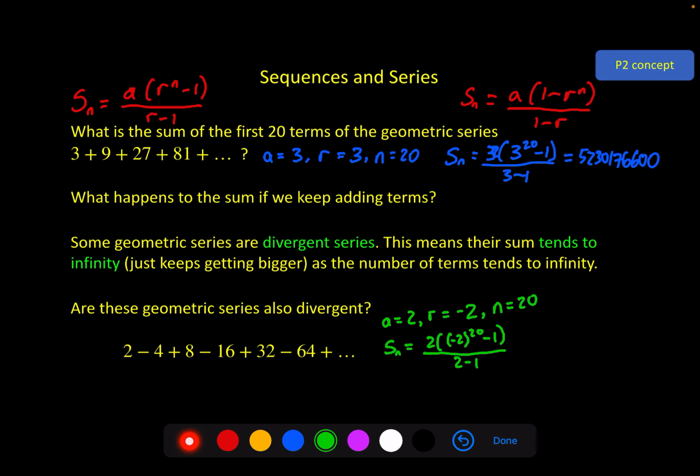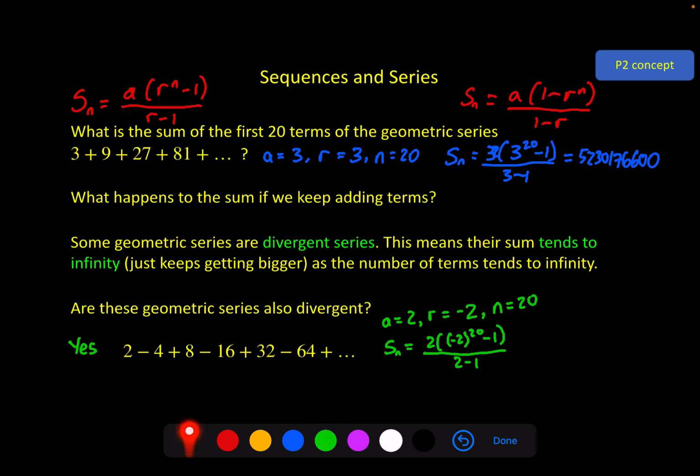So if I put that in here on my calculator, I get a very large number, but not as large as before, 2 million. Now if I increase that to n is 30, now I get a very big number, 2 billion. And if I go to n is 40, it just keeps getting bigger, 2 times 10 to the power 12. Very, very big. So yes, this sequence is also divergent.